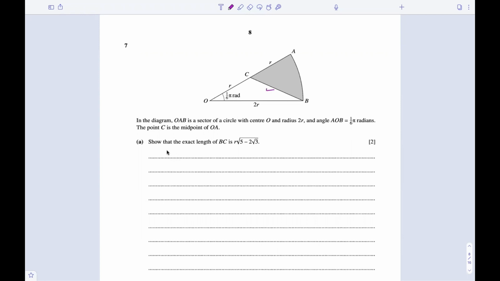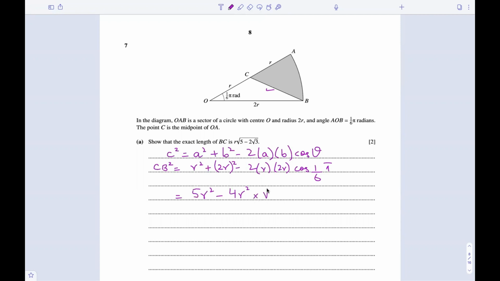So we know that for this we can use the cosine rule, which is C squared equals A squared plus B squared minus 2AB cos theta. So in place of C, now we can write CB whole squared equals r squared plus 2r whole squared minus 2 times r times 2r times cos of 1 upon 6 pi. So this will become 4r squared plus r squared, which will become 5r squared, minus 4r squared into cos of 1 upon 6 pi, which is root 3 upon 2.